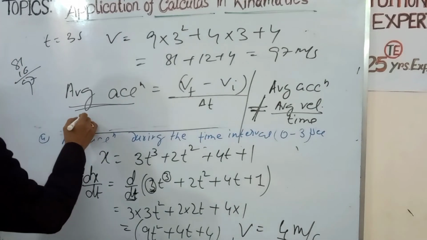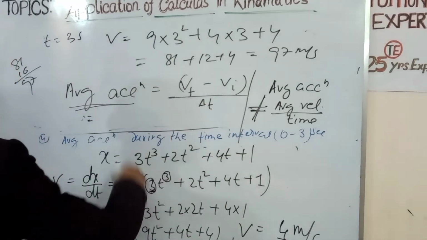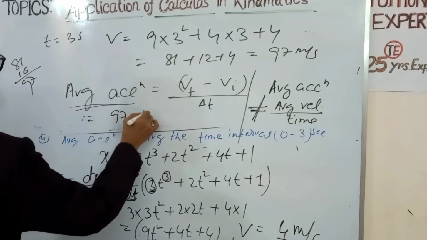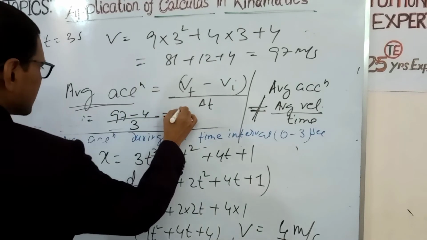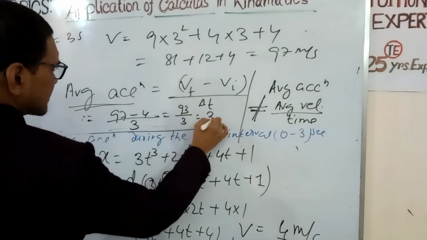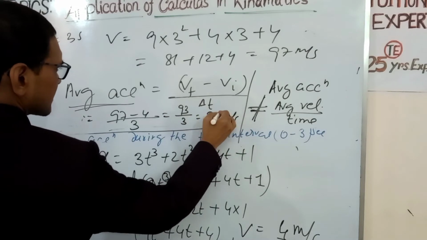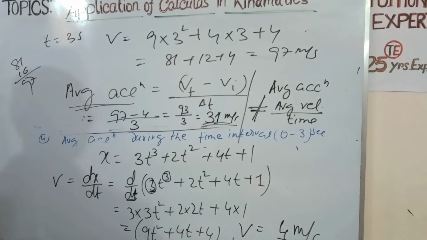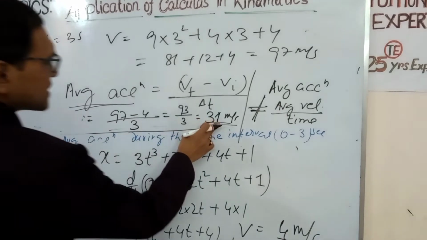So here the average acceleration equals final velocity 97 minus 4 by time gap 3. This is the average acceleration.